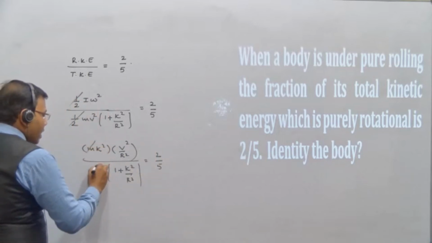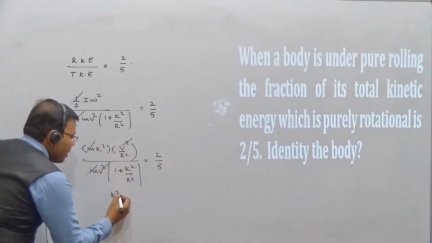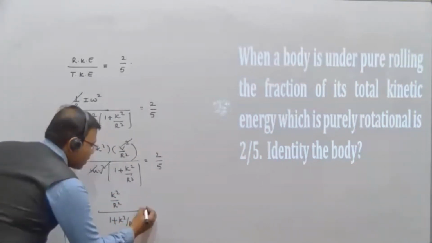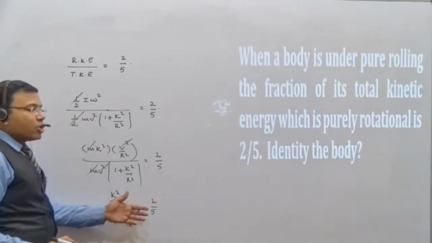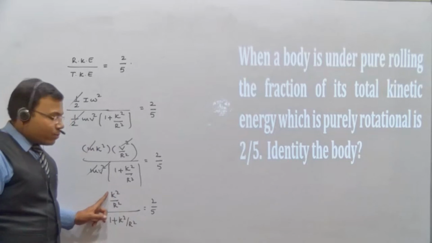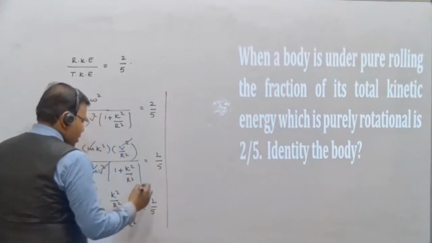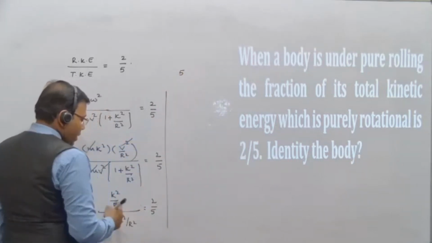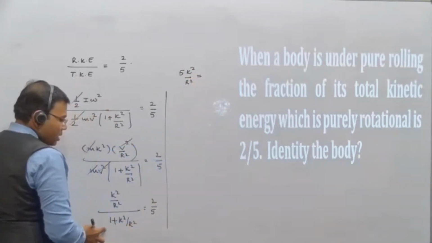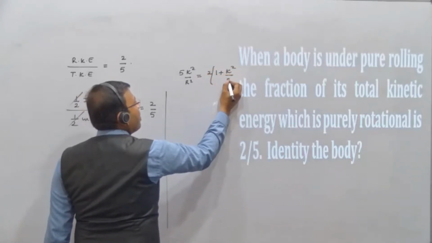Now this m gets cancelled, v square gets cancelled. So what remains, students? k square by r square divided by 1 plus k square by r square is equal to 2 by 5. Now just cross multiply it. If I cross multiply this, I am going to get 5 times k square by r square, and this term is to be multiplied with 2. So let us see what we are getting here. It is 5 times k square by r square, and that is equal to 2 times 1 plus k square by r square.